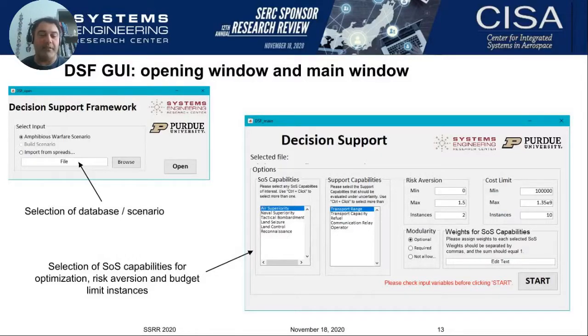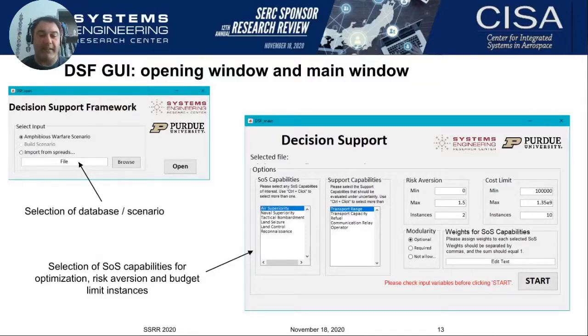In the main window, the user can select what system of system capabilities will be used for optimization of the architectures. As I say, we can study different missions, either current or possible future threats. And so we want to be able to select different mission requirements that we have.